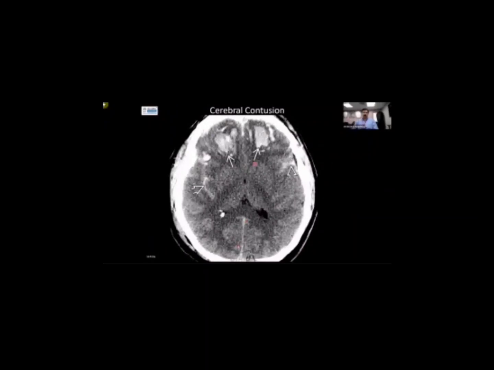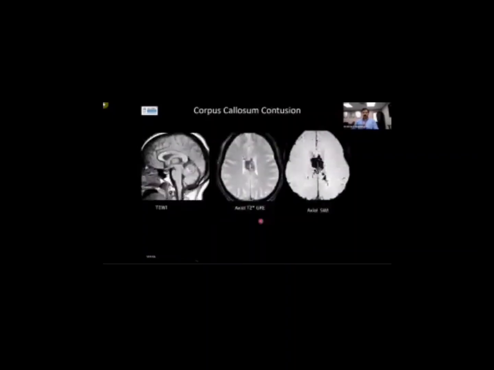Another case where there are hemorrhagic contusions and there is subarachnoid hemorrhage. Please remember that the most common cause of subarachnoid hemorrhage is traumatic subarachnoid hemorrhage. This is the most common cause. So keep looking for it.